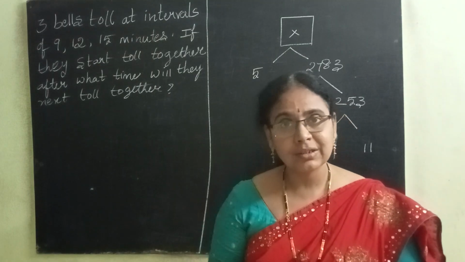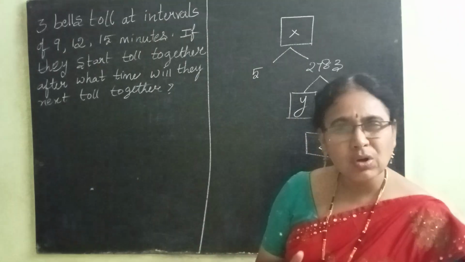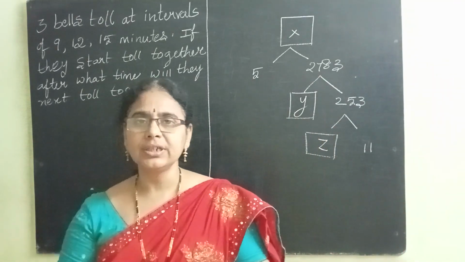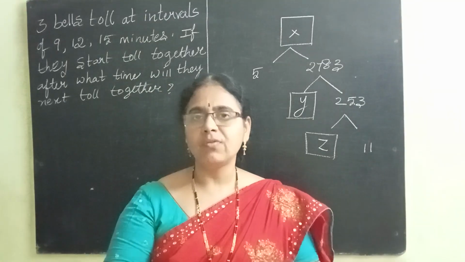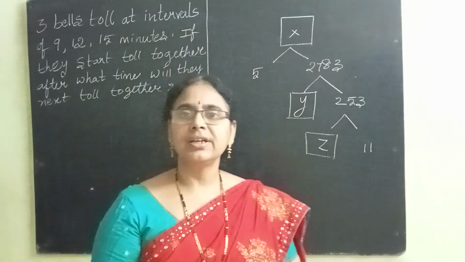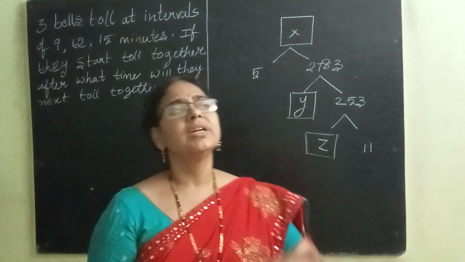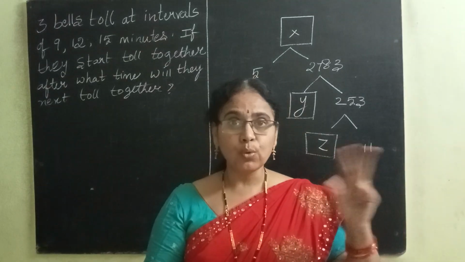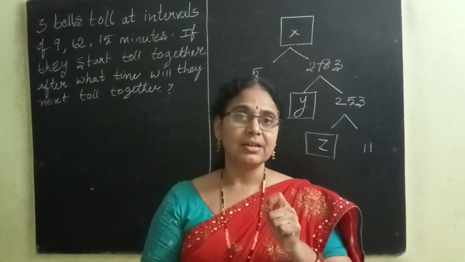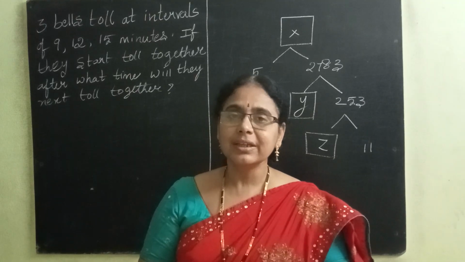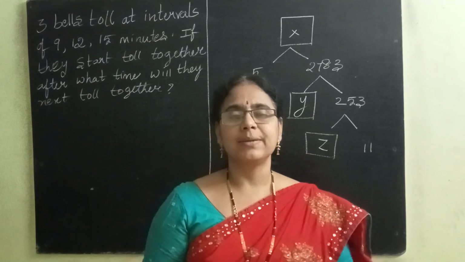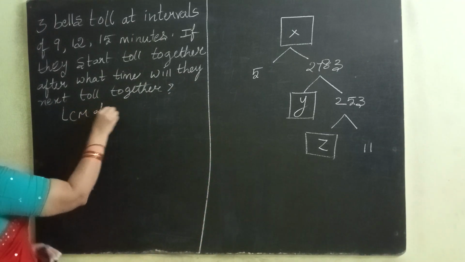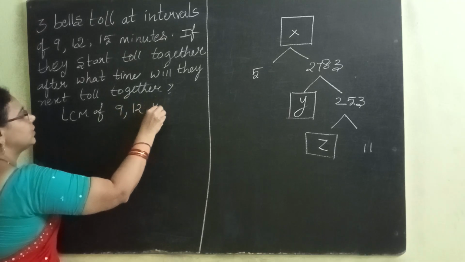Together, all at once, smallest, least. These are all the terms for which you have to go for the LCM of the given numbers. Okay, 3 traffic signals are there. In one area, after 10 minutes, the green signal will come. In another area, after 15 minutes, the green signal will come. Then at what time will both signals be green? Then we have to go for LCM. So here also, LCM of 9, 12, 15.